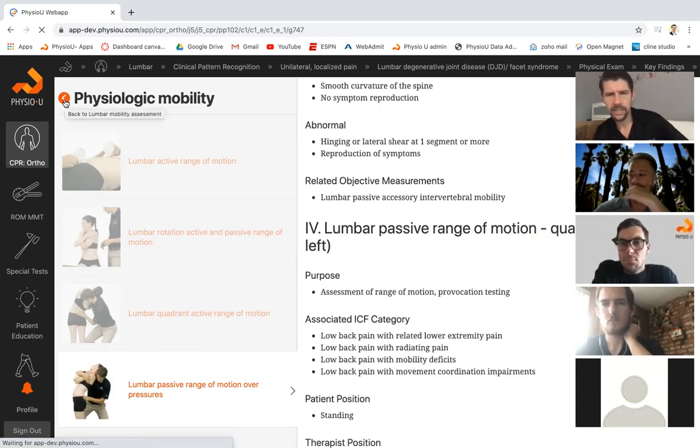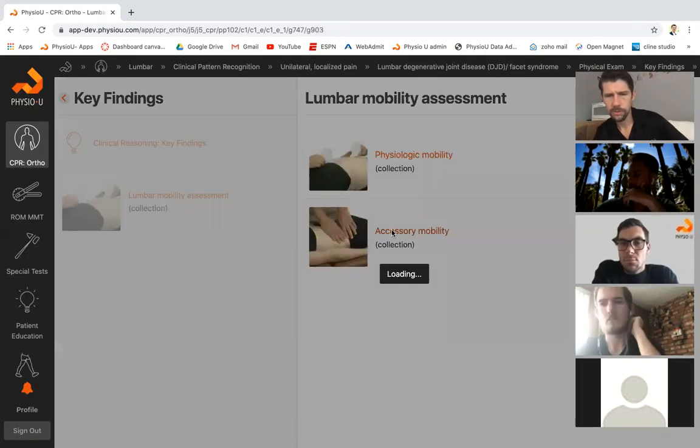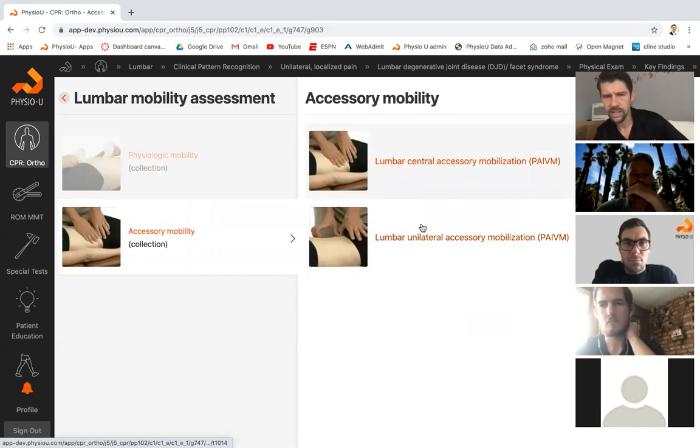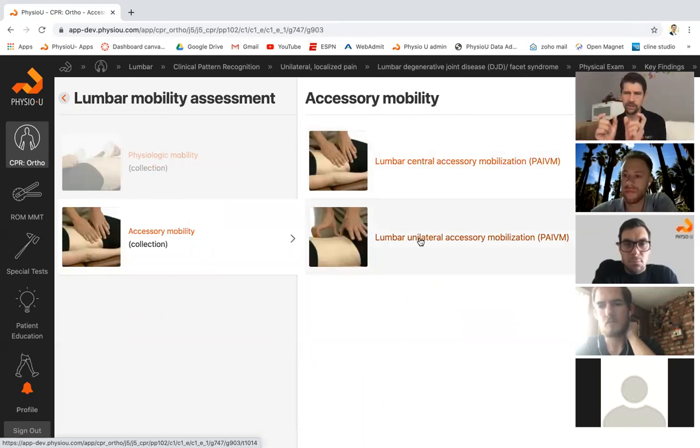The other one you guys mentioned was your accessory mobility, right? So we can do centrals and we can do unilaterals, right? Those are a good way to differentiate between maybe some soft tissue and maybe a joint, knowing that some of the soft tissue and joints lay right over each other. So what you're looking for is, well, let me ask you guys that.